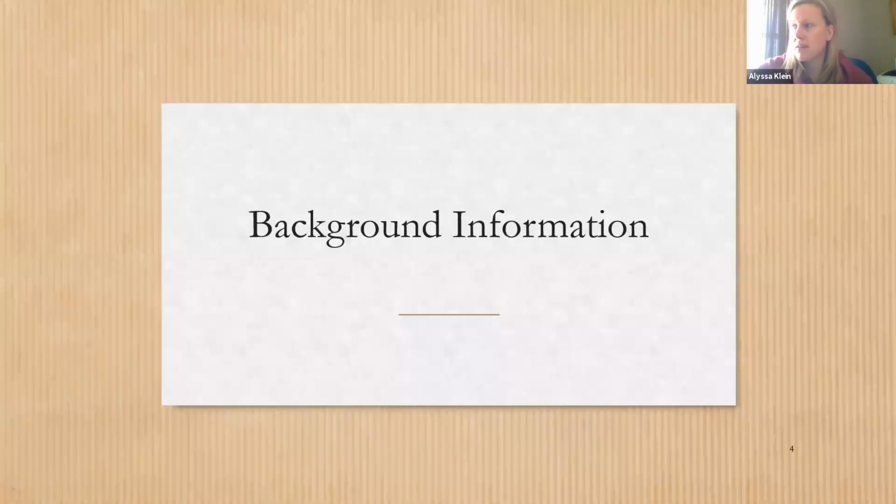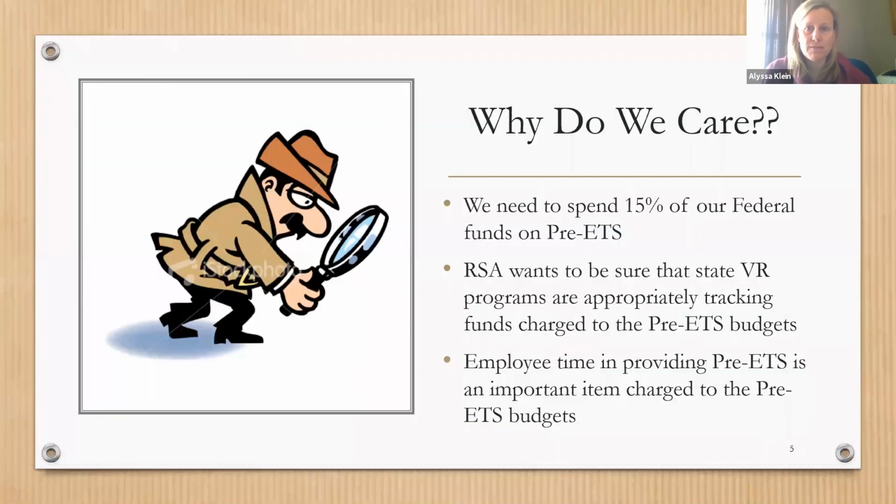So let's talk a little bit about background information. We had a slide similar to this in module number 1 when we reviewed the basics of pre-ETS. For the context of this time charging presentation, the reason we care, again, is that we need to spend 15% of our federal funds on pre-employment transition services, and the Federal Rehabilitation Services Administration wants to be sure that VR programs across the country are appropriately tracking funds charged to the pre-ETS budget.